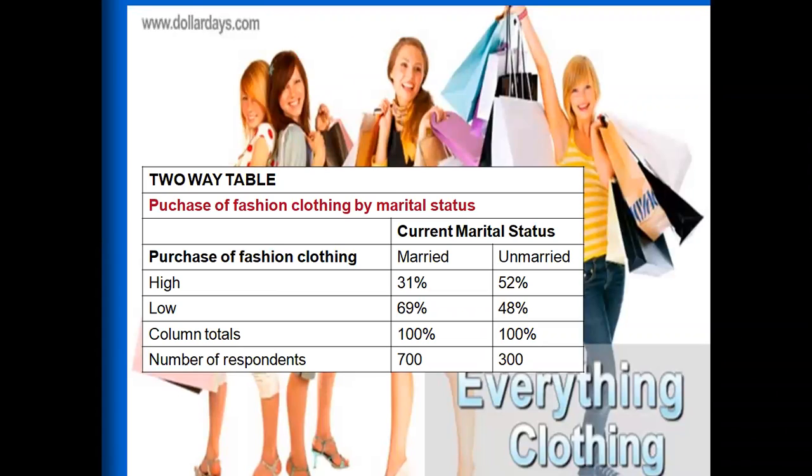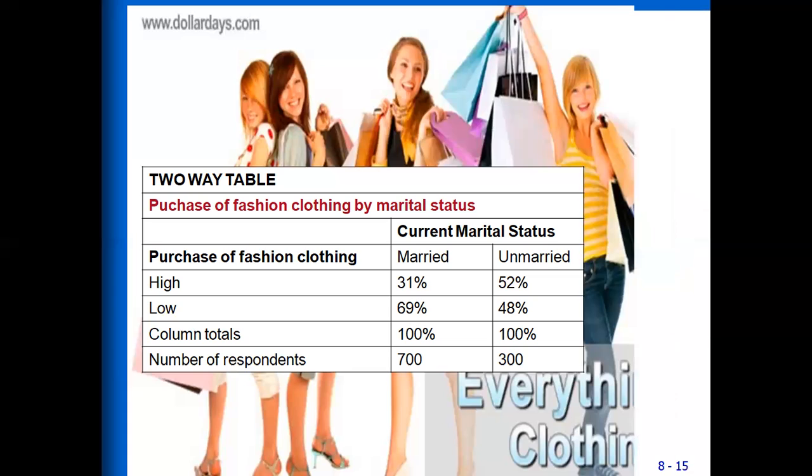For example, if we categorize the purchase of fashion clothing by marital status, then this is a two-way cross tabulation. Purchase of fashion clothing has two categories, high and low, and marital status is also categorized into two categories, married and unmarried. Here 31% of married people have high purchase of fashion clothing, and 69% of married people have low purchase of fashion clothing. 52% of unmarried people have high purchase of fashion clothing, and 48% of unmarried people have low purchase of fashion clothing.